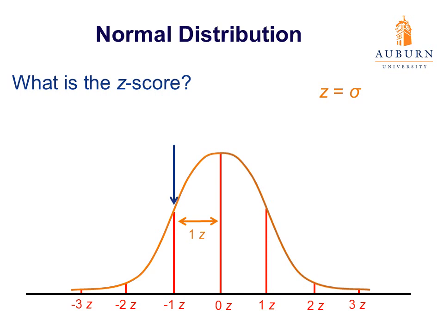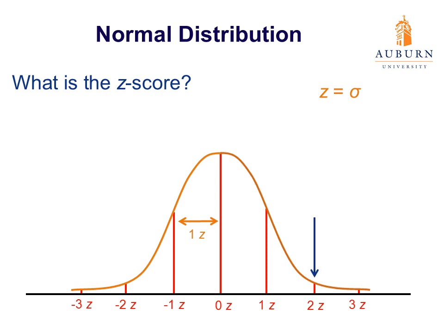Now if we look at where the blue arrow is, we have moved from the mean or the center of the distribution to the left 1 standard deviation. So in other words, that is a z-score of -1. We have subtracted 1 standard deviation from the center of the distribution. So that would be in the negative direction 1 standard deviation. So that would be a z-score of -1.